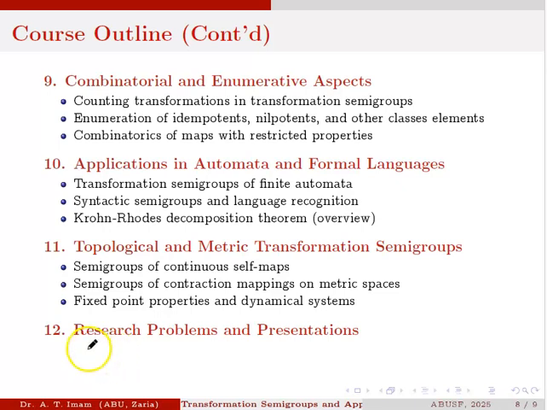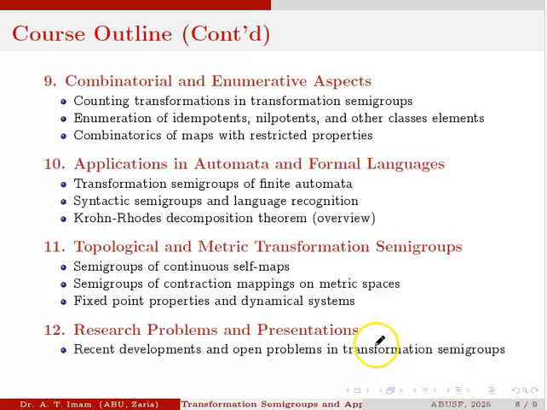In the last chapter, we'll be talking about research problems, and participants will be given a chance to make some presentations. So we will look at recent developments and open problems in the theory of transformation semigroup, and also students will be allowed to present seminars on some selected topics or projects. So mostly we will select some of our research students, both MSc and PhD students, and we'll give them a topic or their own topic they are already working on. We will give them room to make some presentations, and this is how we will go.